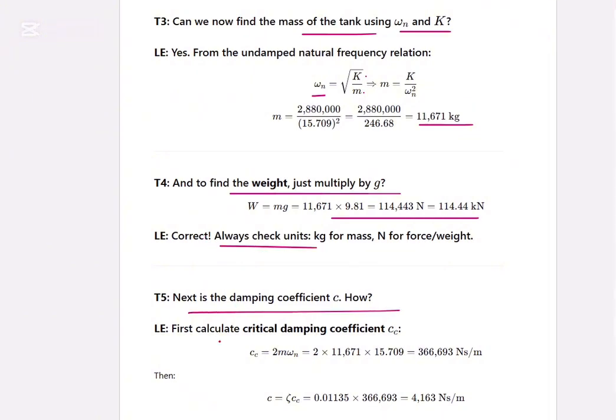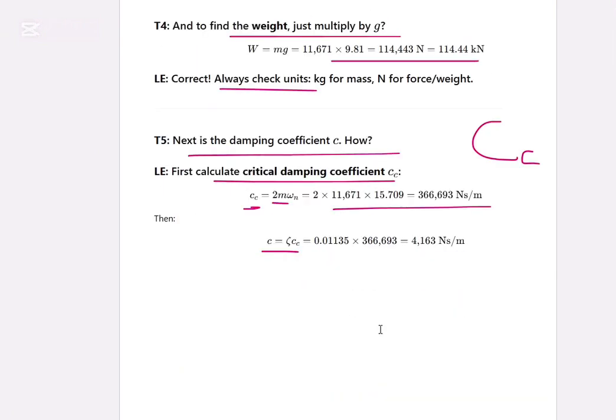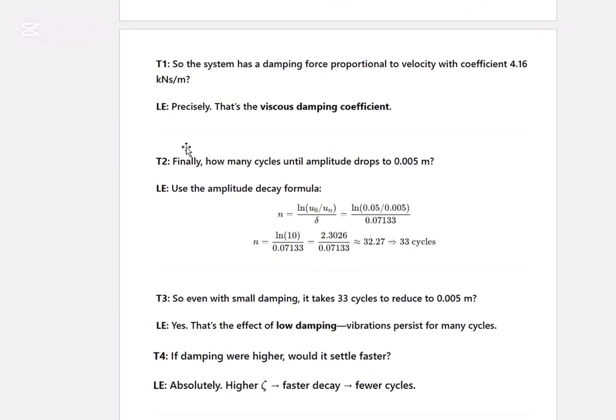Next, the damping coefficient. How can we find the damping coefficient? That's 2m omega n. So from this we can find the critical damping coefficient Cc and the actual damping. Cc is the critical damping coefficient. So the system has a damping proportional to the velocity of 4.16.